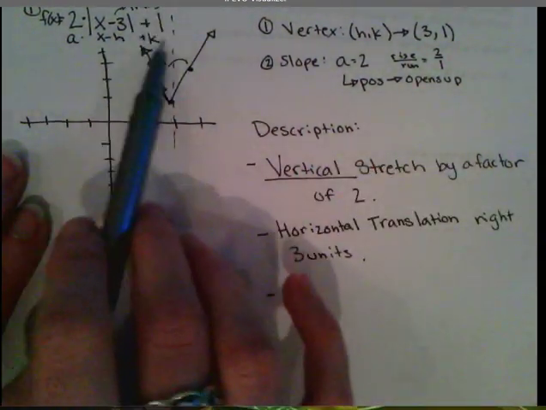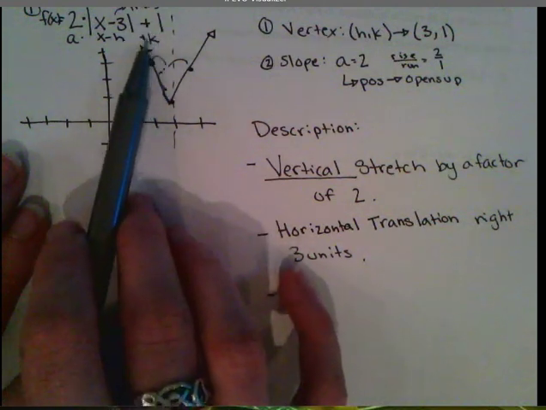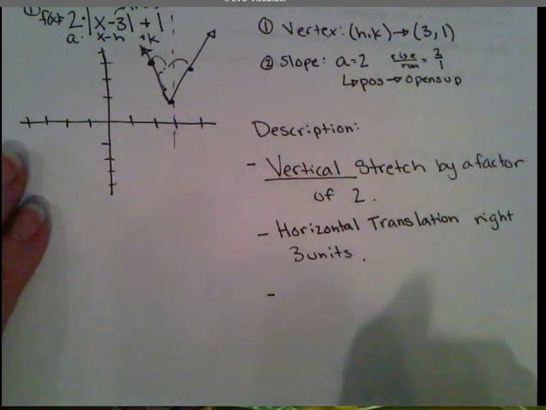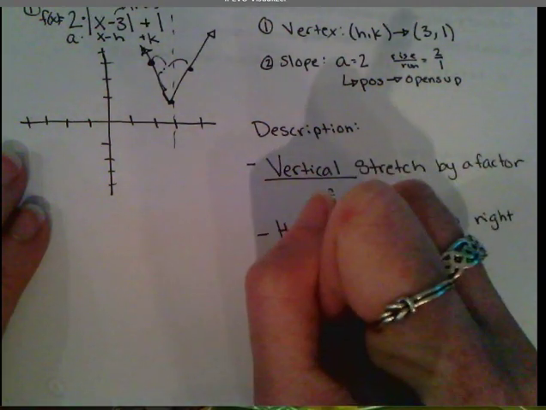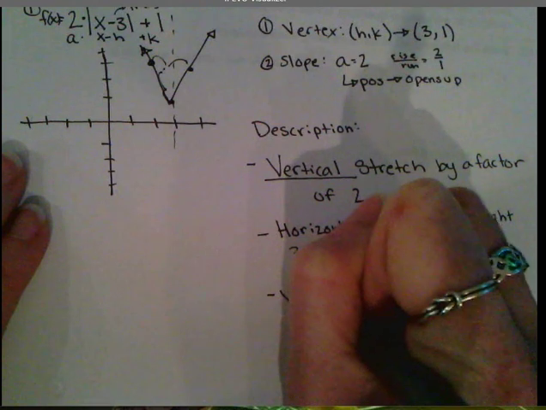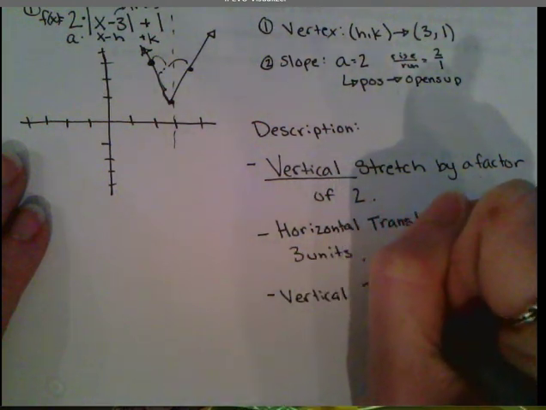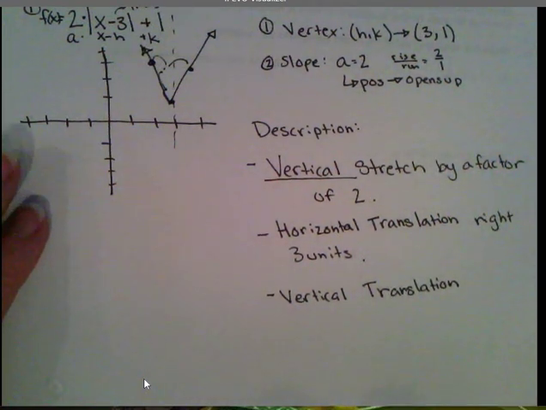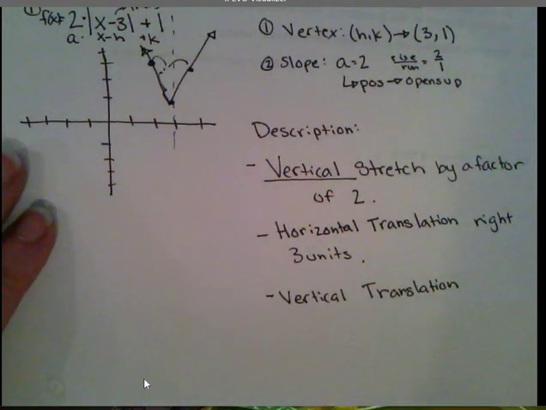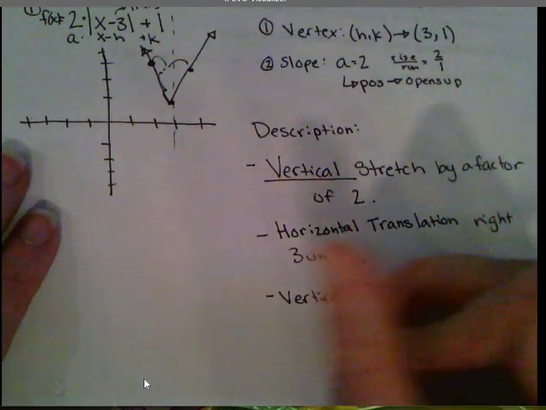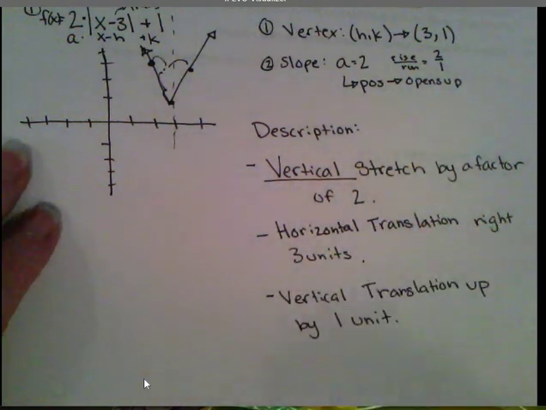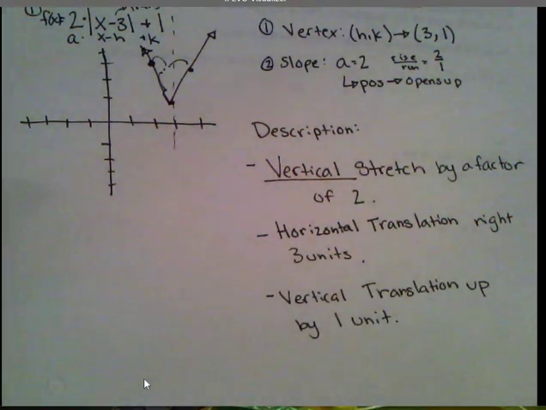Now for this translation, this plus k value, well, plus k, that's still addition and subtraction, that's still going to be a translation here, but now it's on the outside, it's no longer horizontal, it's going to be a vertical translation. If I'm doing a vertical translation, that means it's either going up or down. If it's a positive value, it's going to go where I expect it to. It's going to go upwards by 1 unit. So that is the last of that for our graphing.